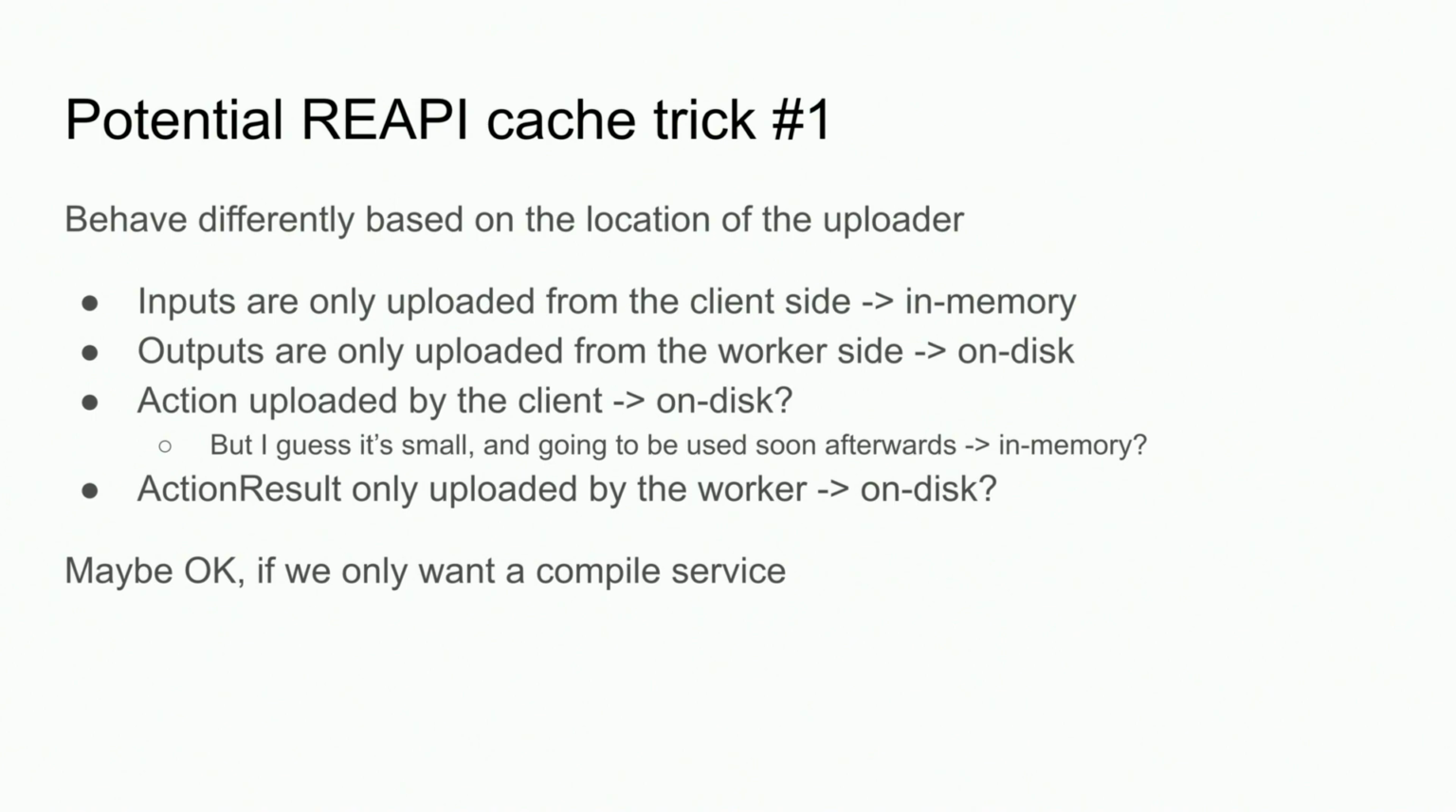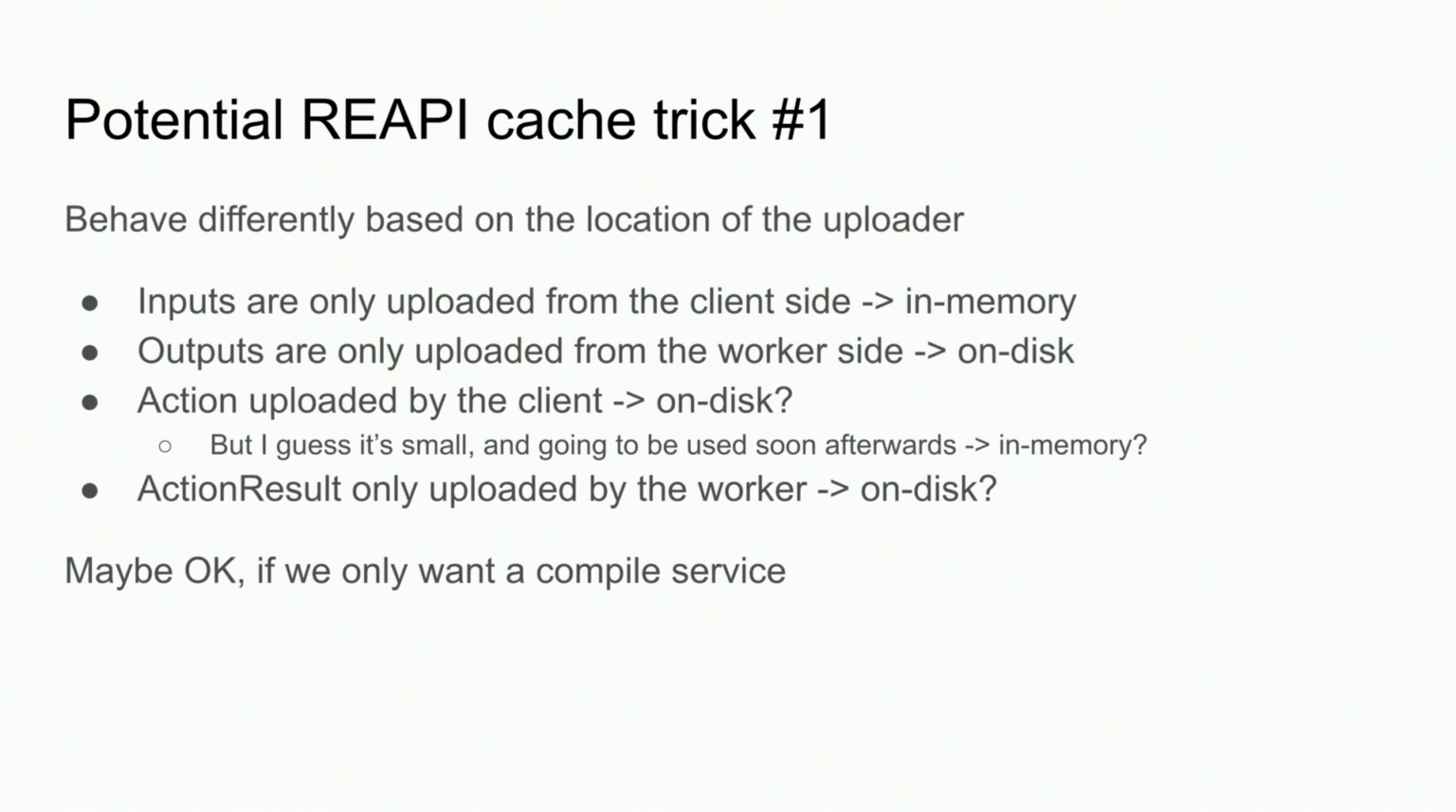One of these things is we could try to do different caching behavior depending on the source of the uploader. So if we can tell the difference between the client side and the backend side, maybe we know that inputs are only uploaded from the client side, so we put them in memory. We know that outputs are only uploaded from the backend side, so we put them on disk. And there's a few corner cases that we can decide to do either.